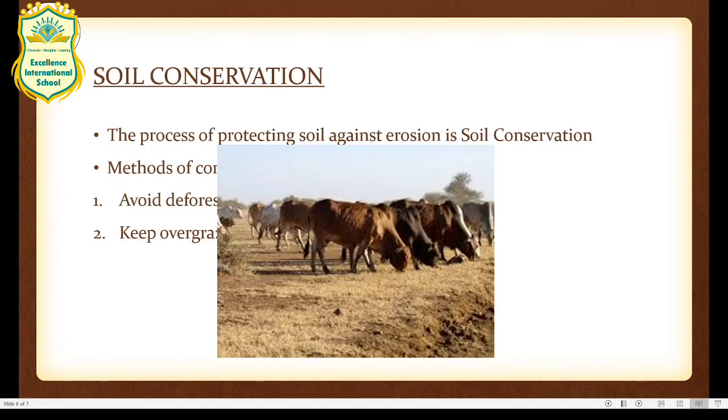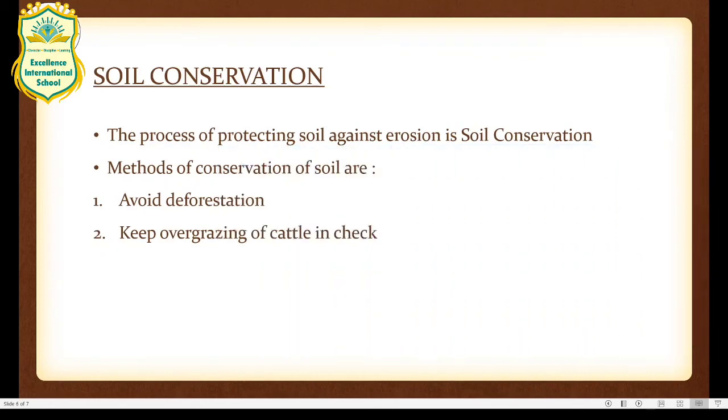So because of this reason, the cows can take in soil along with the grass that they are eating, or any kind of fodder or plants they are eating. So we have to keep overgrazing in check, because the cow keeps eating, keeps eating, and it will not keep in mind that the cow is eating our soil, which is very essential for us. So we have to keep overgrazing in check.